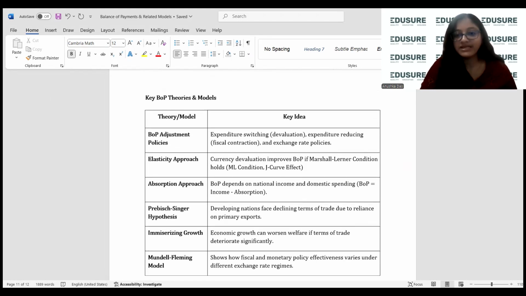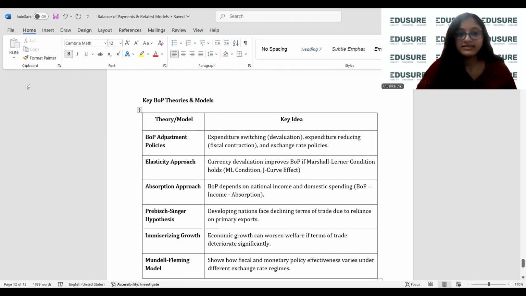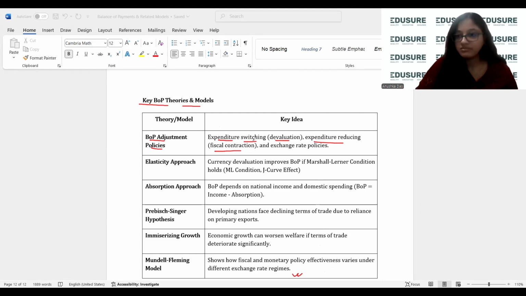And here I have given you a summary table for all the things that we have studied today. See, key BoP theories and models. This is basically for your revision purposes. Before the exam, you can just take a look at this, key ideas, and go for the exam. This will help you in your revision. See all the things, BoP adjustment policies which we have studied in the previous day. Three kinds of policies can be there. Expenditure switching policy, which focuses on devaluation or export boosting basically. Expenditure reducing policy, which is fiscal contraction or monetary contraction, which basically reduces the demand, and there is another policy which is the exchange rate policy.